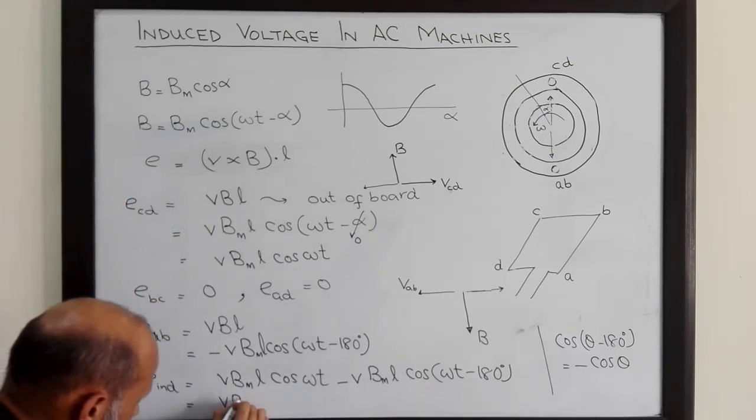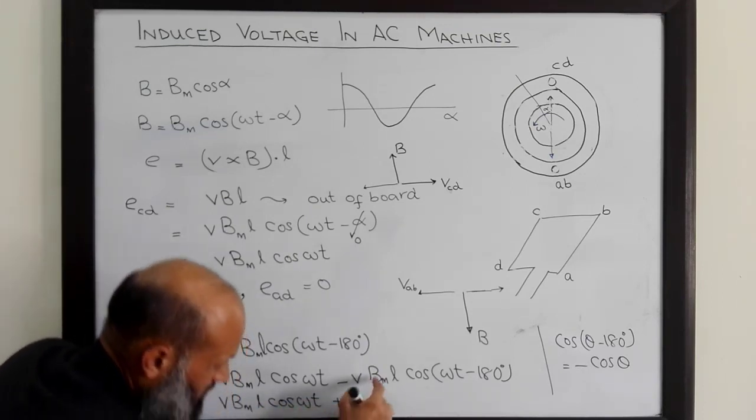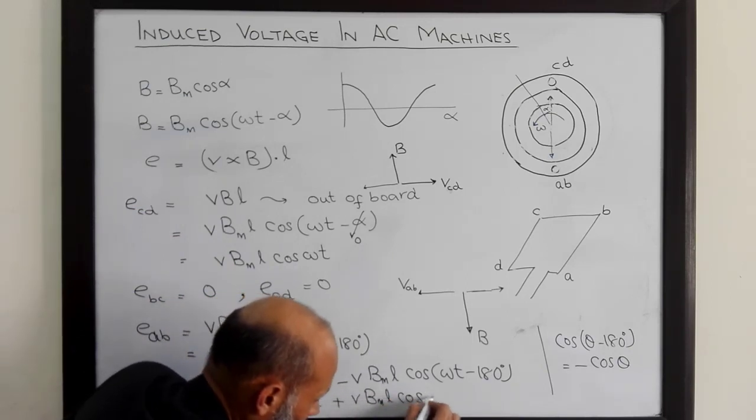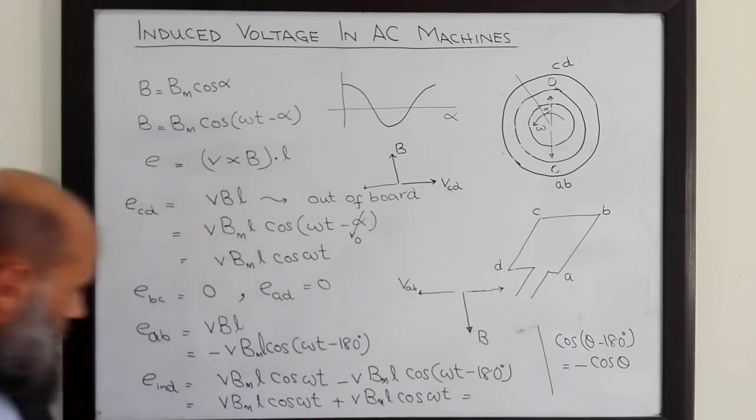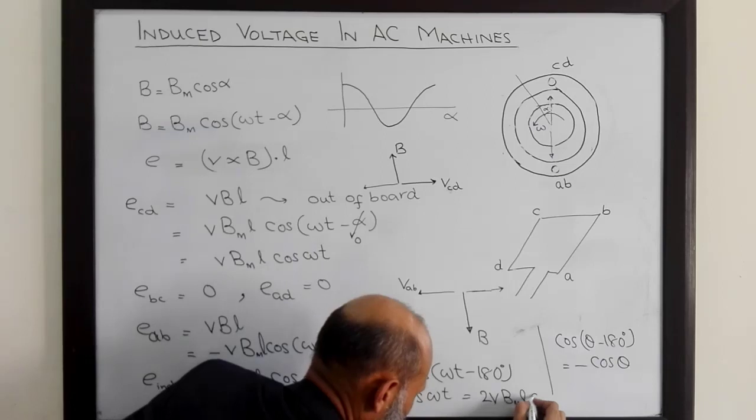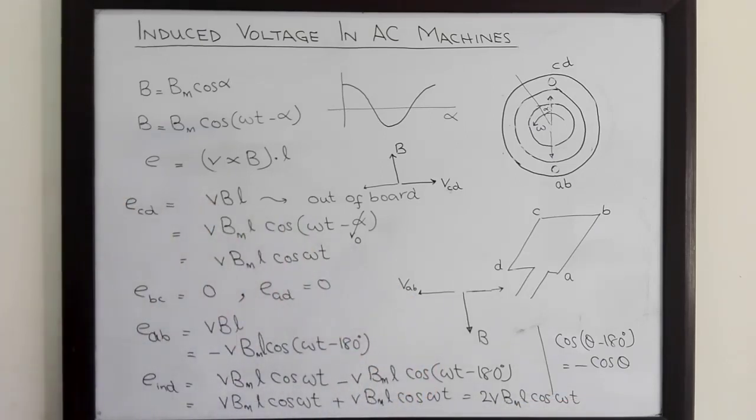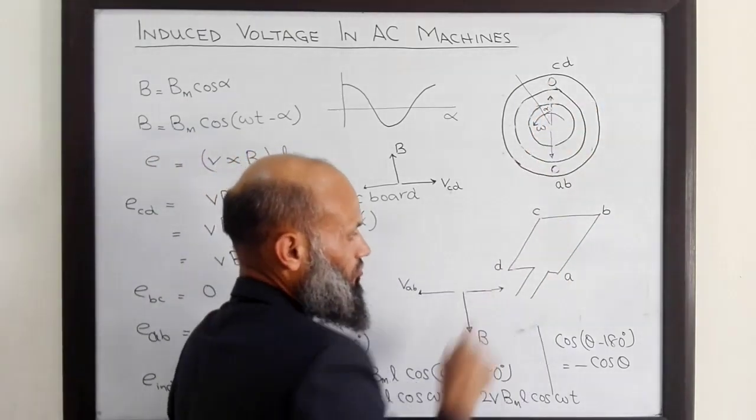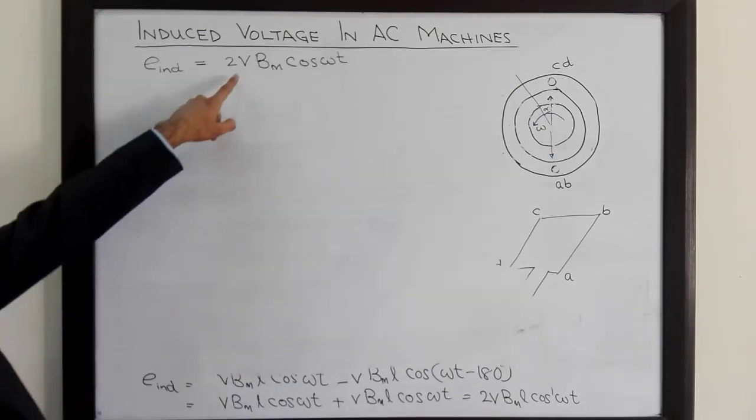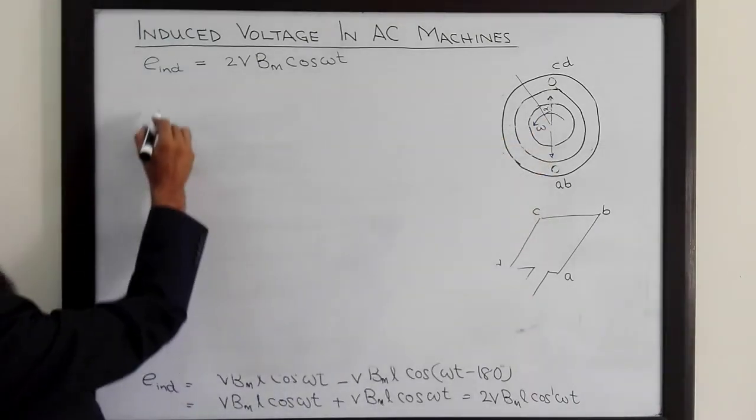So we have VBML cosine omega t and plus this term also VBML cosine omega t. That is equal to 2 VBML cosine omega t. That is the expression for voltage induced in this coil. Let's rewrite it in a more convenient form. This linear velocity is related with this angular velocity by radius.